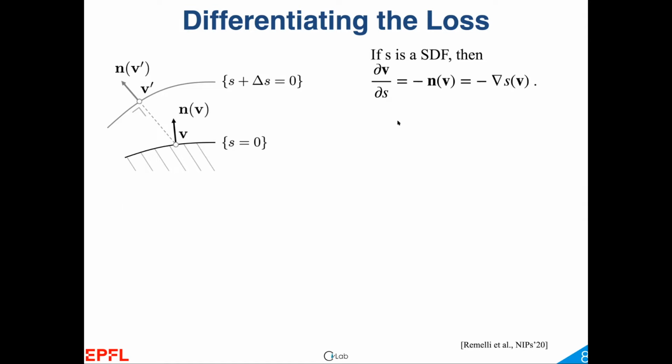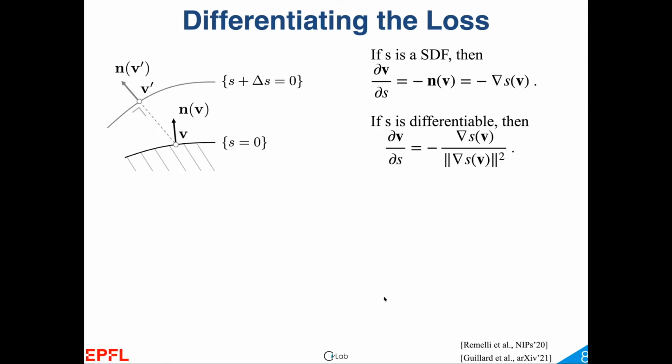So more specifically, what you can prove is that if you go from S to S plus delta S, an infinitely small change of S, because the normal to an SDF is just its gradient, you can in fact compute its derivative. dV/dS exists, and it is minus the normal to the surface at that point, which is the gradient of the surface. And if you are interested in the actual proof, I will refer you to the paper.